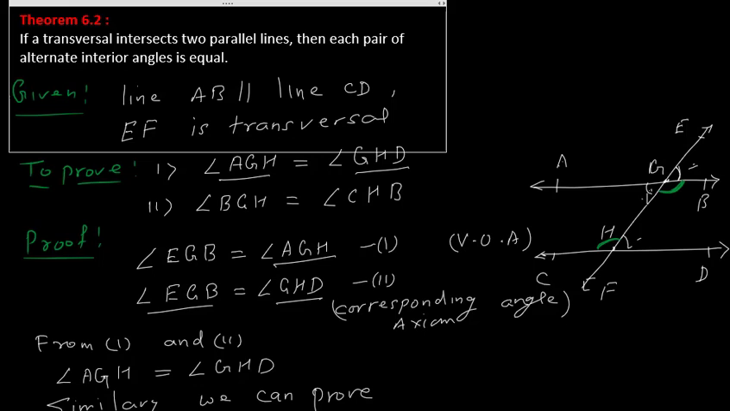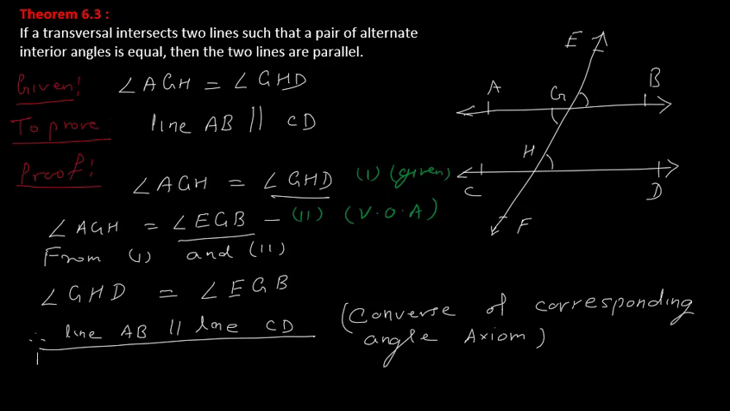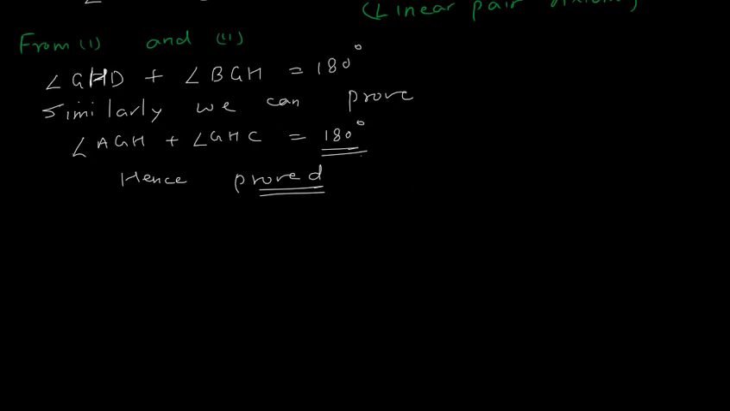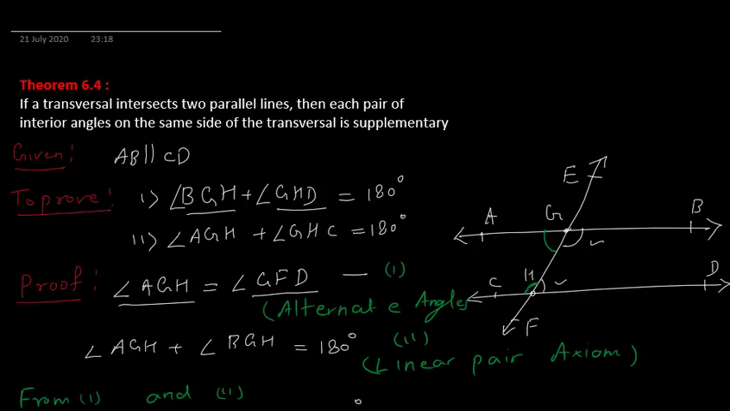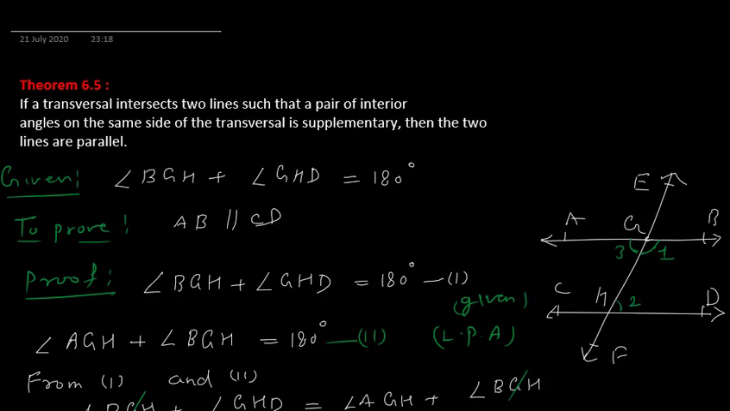6.2 is, if a transversal intersects two parallel lines, then each pair of alternate interior angles is equal. 6.3 is, if a transversal intersects two lines such that a pair of alternate interior angles is equal, then the two lines are parallel. 6.4 is, if a transversal intersects two parallel lines, then each pair of interior angles on the same side of the transversal is supplementary. 6.5 is the converse of this interior angle theorem, that is, if the sum of interior angles is 180 degrees, then the lines are parallel.